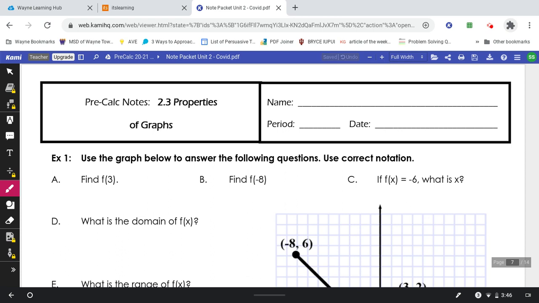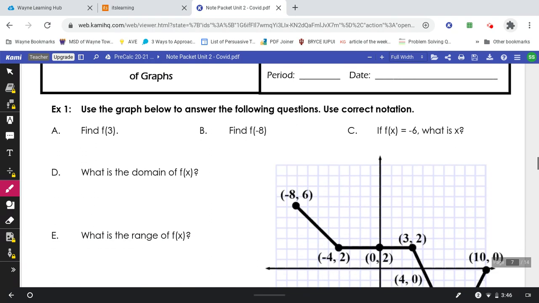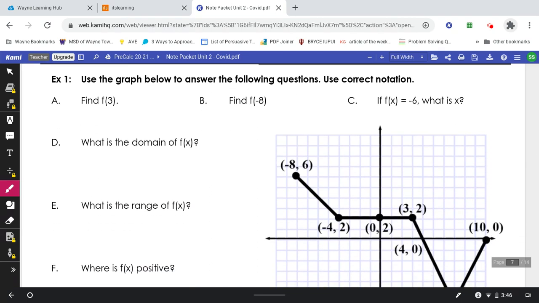These are the 2.3 notes for pre-calculus. We're talking about properties of graphs today. You did this back in Algebra 2, so this should be a little bit of a review, but we're going to write some things a little bit differently. So part A says find f of 3. So this is my x value, and I want to know what my y value is.